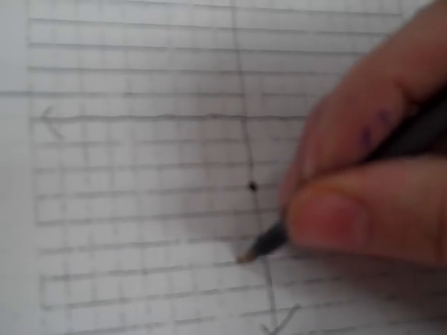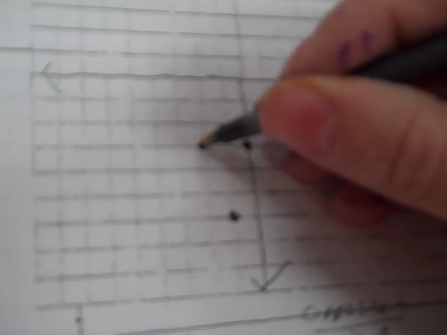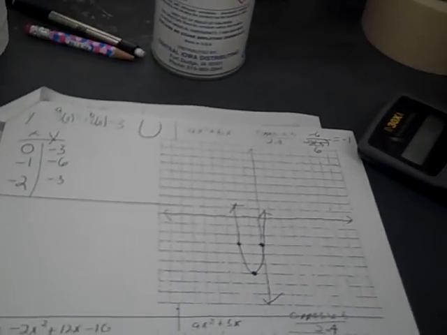Negative 1, negative 6. I go left 1, down 1, 2, 3, 4, 5, 6. And then negative 2, negative 3. I go left 2, down 1, 2, 3. And it is a parabola. Don't make a V, make it curved. Okay. There we have it.